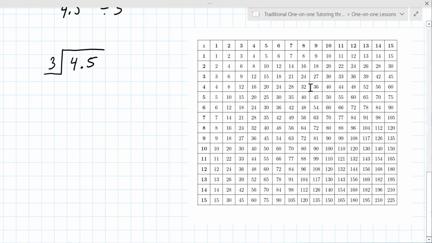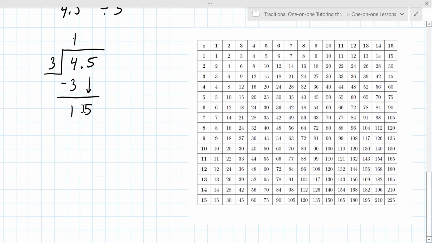So after that, what else do I ask? I put the 1 on top of the 4, and then. Did you multiply 1 times 3 to get 3? Yes. Did you subtract? No, not yet. So subtract. That's next. That's 1, and then we put the 5 down.